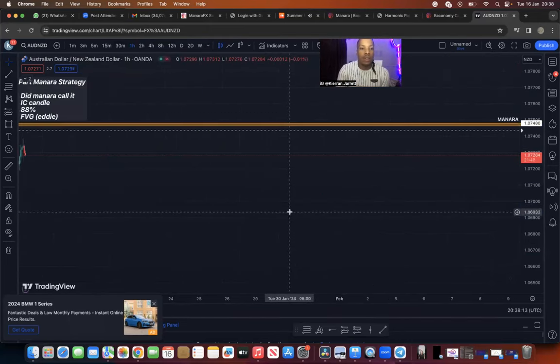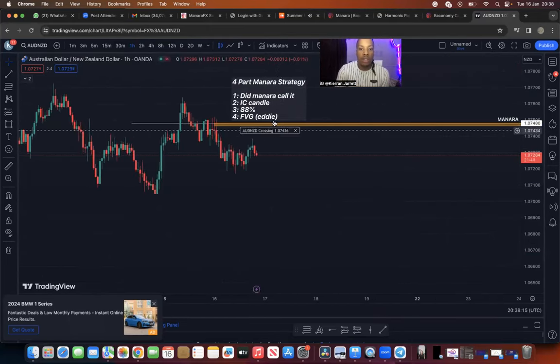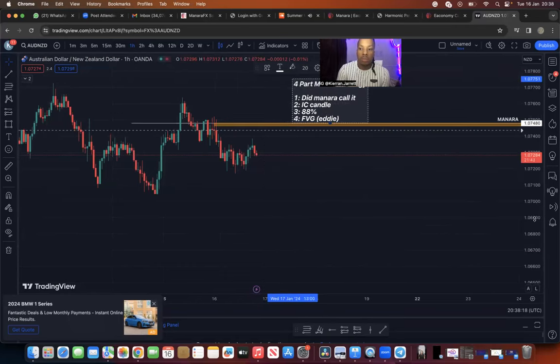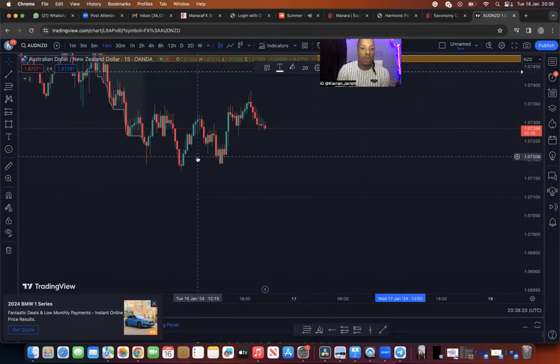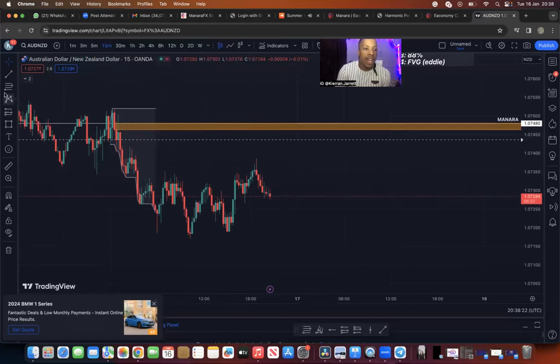So in this particular case, we focus over here and we go back to the 50-minute time frame, which the trade was called on. Is there an 88%? We're going to draw from the high because we're going for a sell. Price has already sold and our price is retracing.